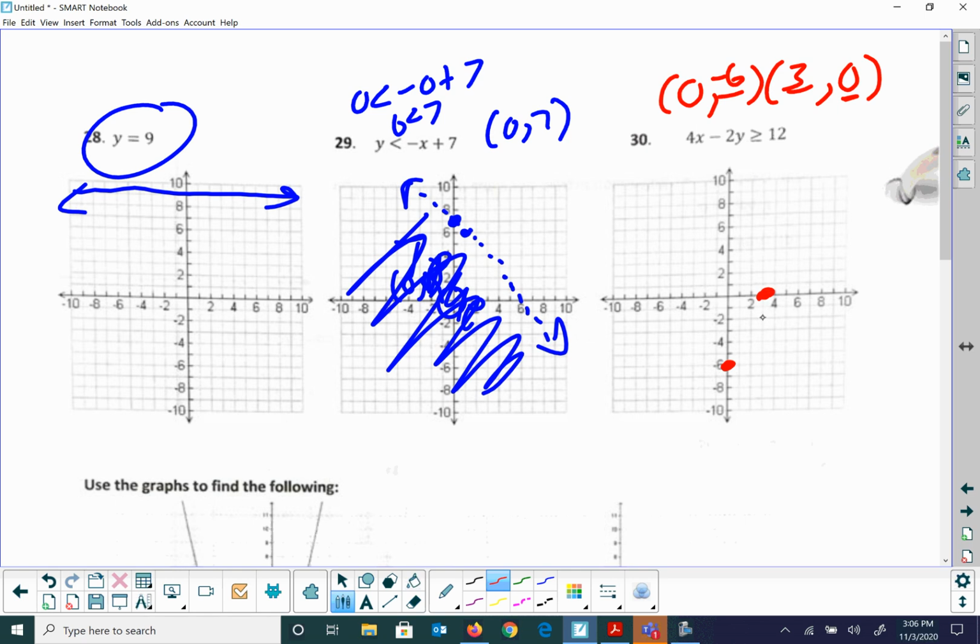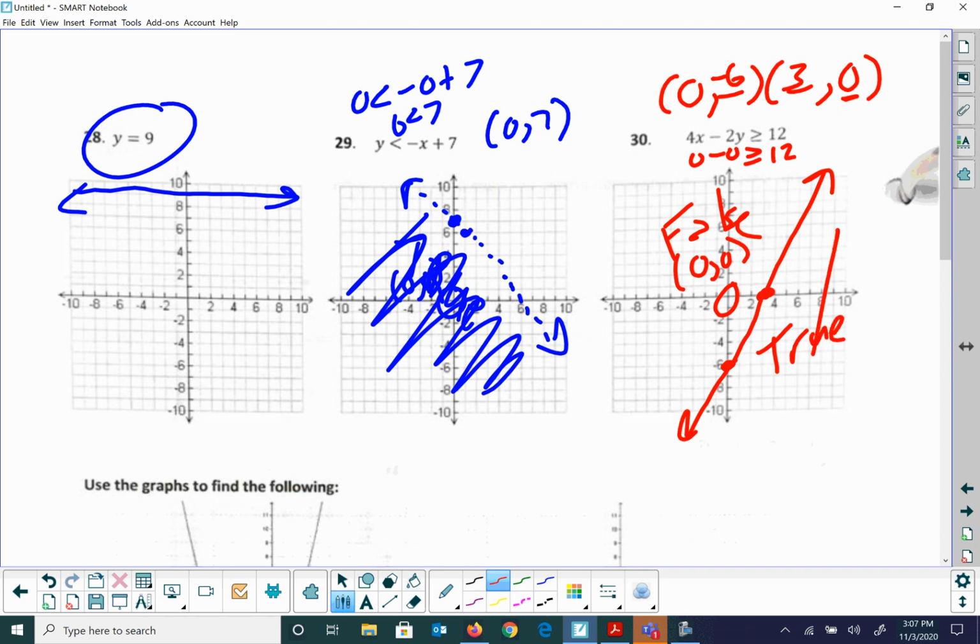Is this a solid or dotted? It's got an equal sign, so it's a solid line. 0, 0 is a good test point. So plug that in. 4 times 0 is 0. 2 times 0 is 0. Is 0 greater than 12? No, that's false. So that means over here has to be true. So if that's true down here, you're going to shade this region down here below the graph.